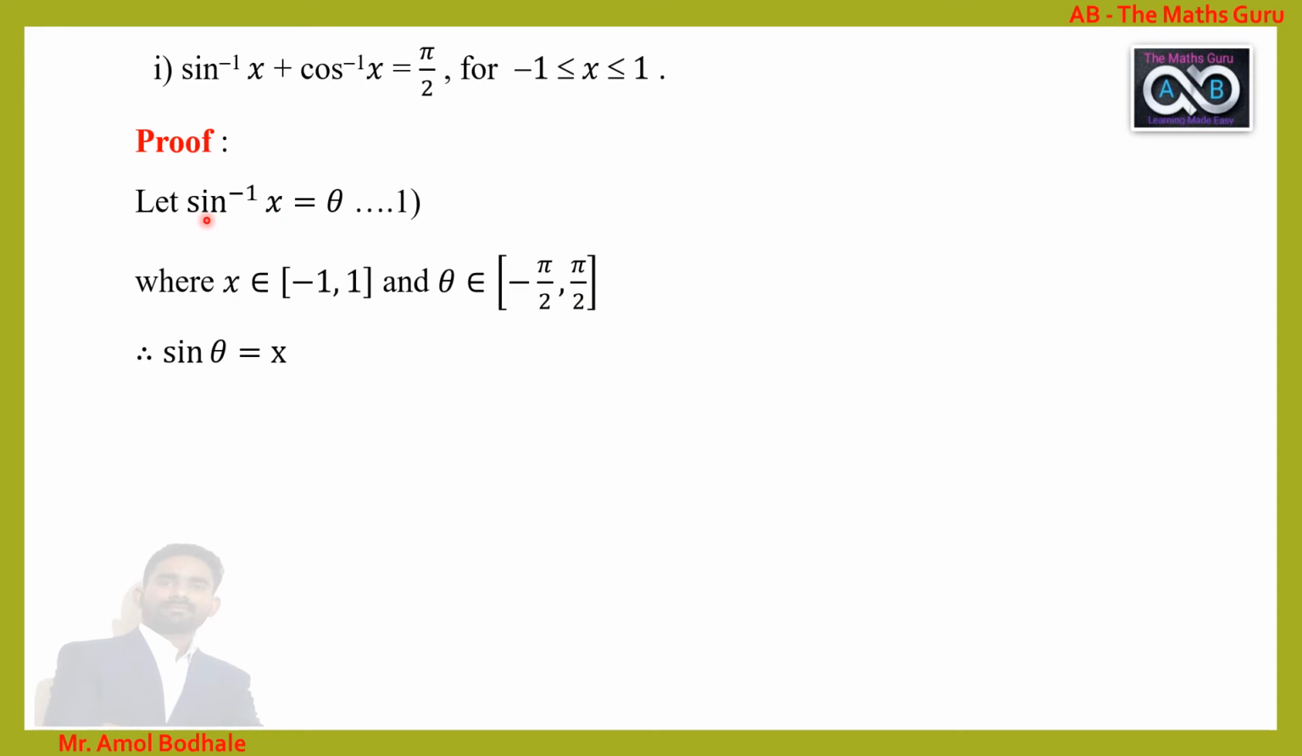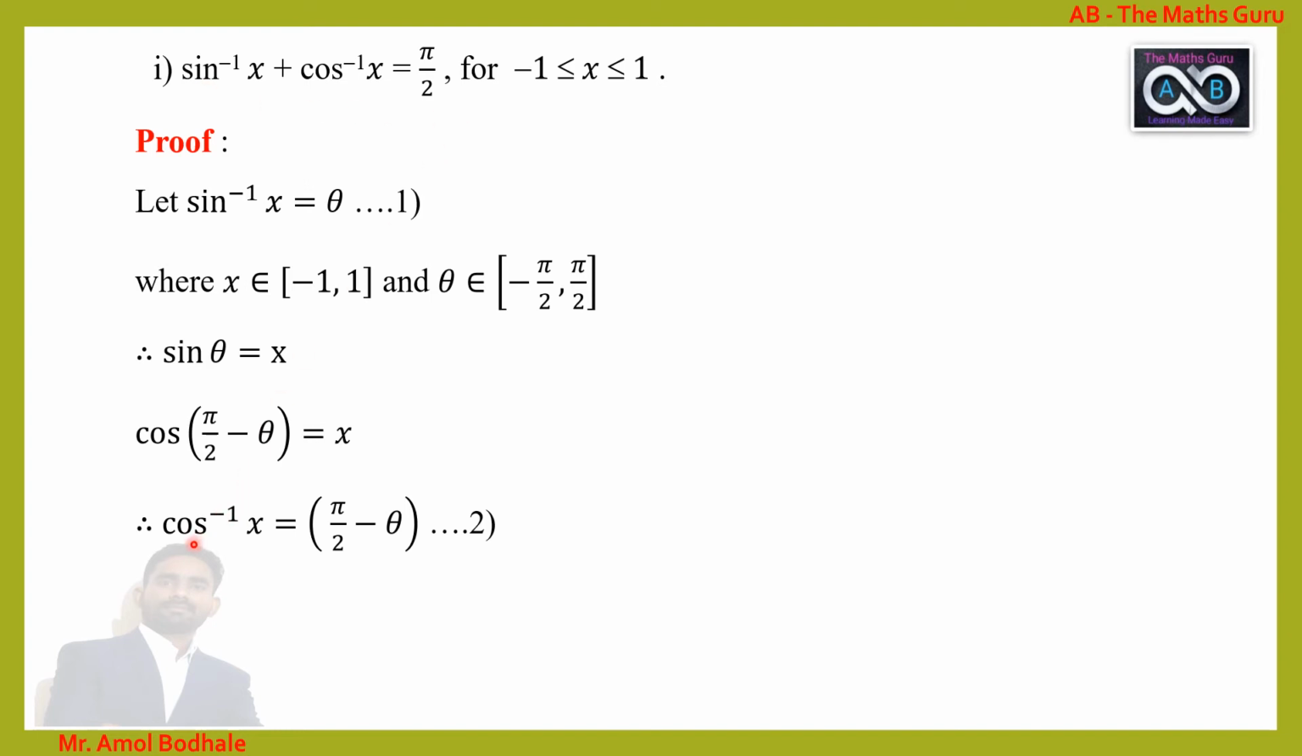So as sine inverse of x equal to theta, we can write sine theta equal to x. So this sine theta can be written in terms of cos. Using the allied angle formula, sine theta can be written as cos of π/2 minus theta is equal to x. So now from this we can write cos inverse of x is equal to π/2 minus theta. So here from the first and second, in the second statement if we put the value of theta, which is sine inverse of x, and take sine inverse to this side, we will get our required proof.